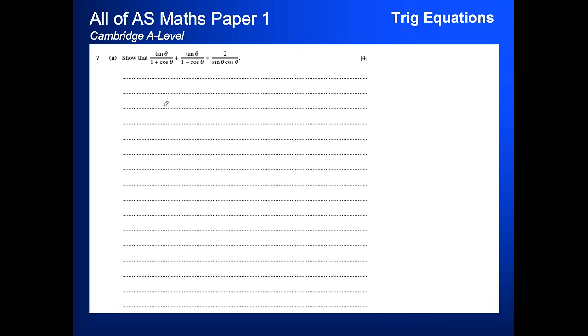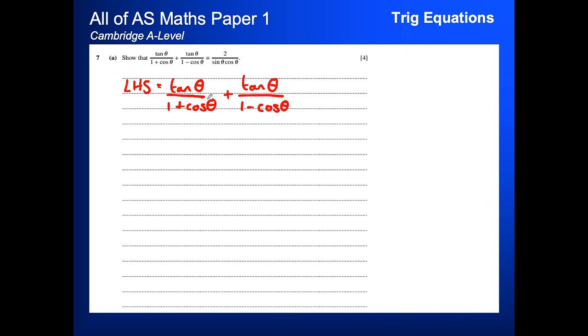So let's get started. So question 7a, and this is very typical. So we need to show that this expression here is equal to 2 over sine theta cos theta. And generally the way I go about doing this is I go, well, the left-hand side is equal to tan theta, and we're just going to copy this out here. So 1 plus cos theta plus tan theta over 1 minus cos theta. And our task is to make this look like the right-hand side. This is generally the approach that I take.